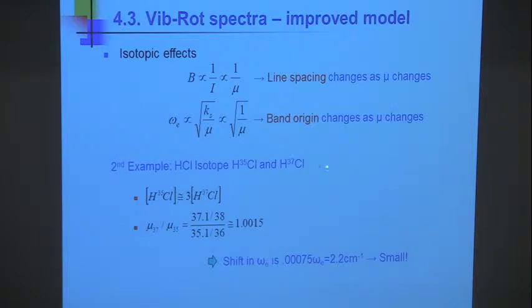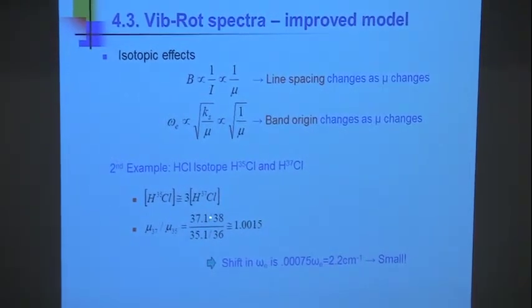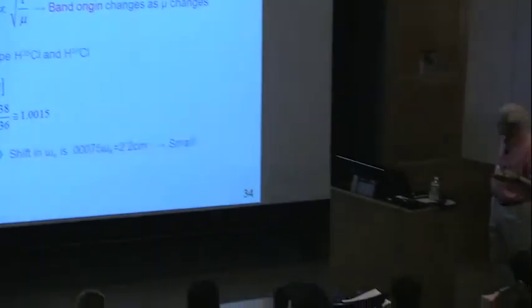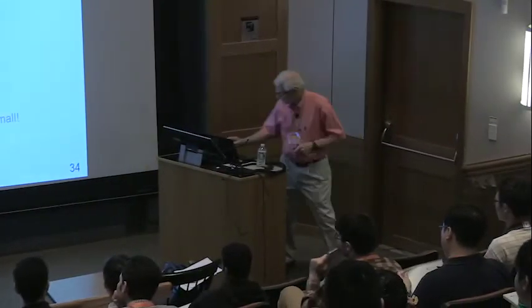Here's a second example for hydrogen chloride. The isotopes would be chlorine-35 or chlorine-37. They don't differ by very much, so the shift in the band center is only 2 wave numbers. But you can see immediately if you use the spectrum to determine the parameters or use the parameters to calculate the spectrum.